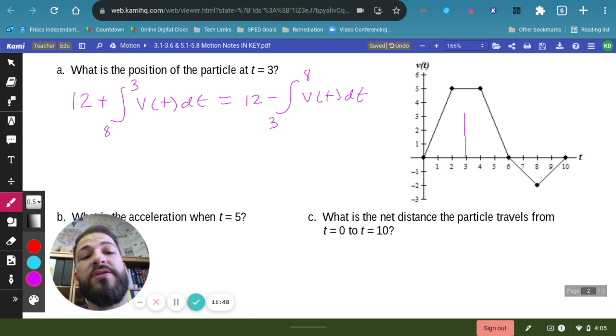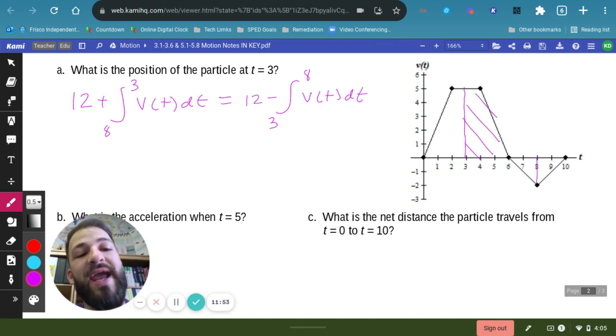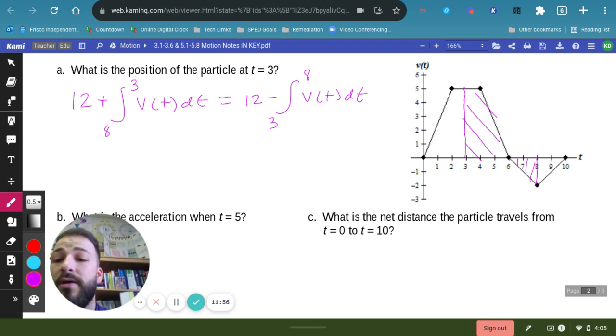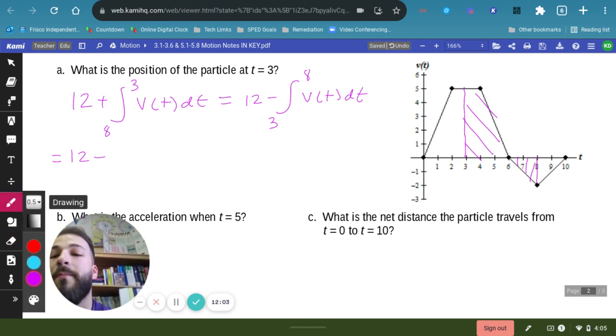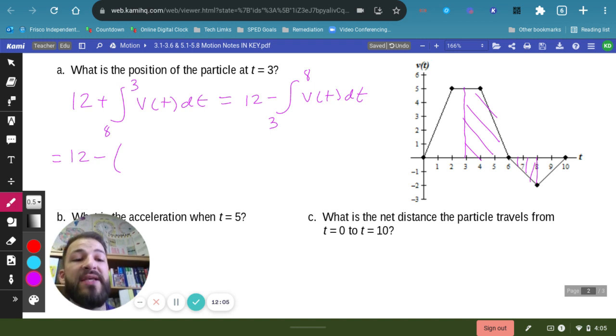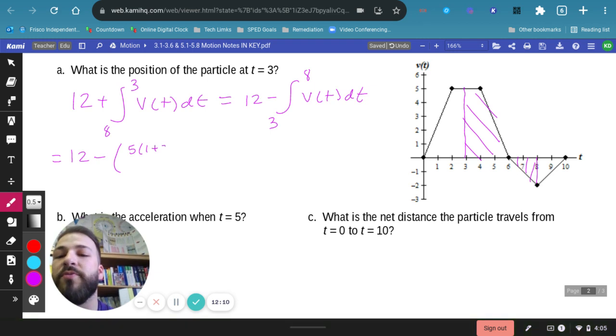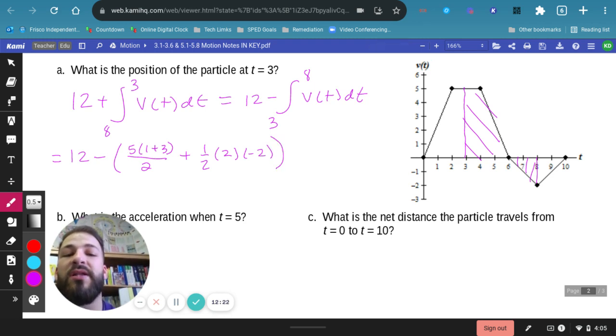So from 3 to about 6, we have a nice trapezoid. And from 6 to 8, we have that triangle. So calculating both of these out, this would be 12, not 12 plus, 12 minus, because we fixed it. 12 minus, our trapezoid has bases of 1 and 3 with a height of 5. So 5 times (1 plus 3) over 2. Plus our triangle has a base of 2 and a height of 2. So 1/2 times 2 times negative 2, because that triangle's height is below the x-axis.